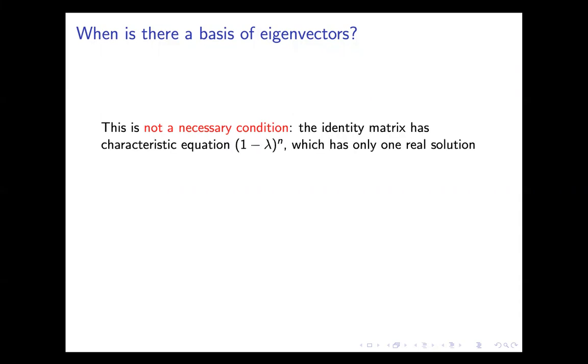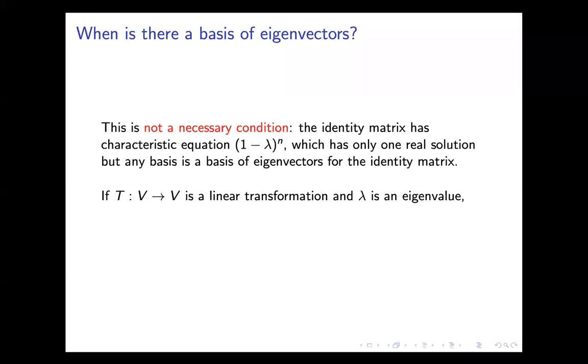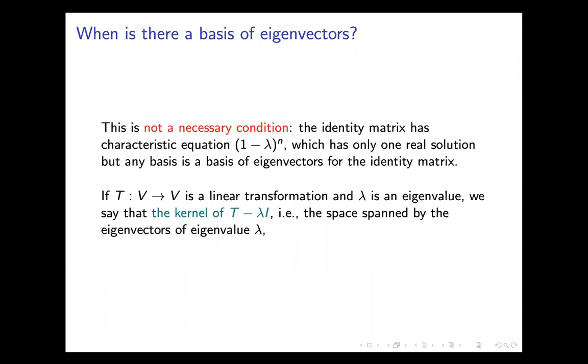So the identity matrix has a characteristic equation (1 minus lambda) to the n, which has only one real solution, lambda equals 1. But any basis is a basis of eigenvectors for the identity matrix, because it simply multiplies every vector by 1. So if T from V to V is a linear transformation and lambda is an eigenvalue, then we say that the kernel of the matrix T minus lambda times I, in other words, the space which is spanned by the eigenvectors with eigenvalue lambda, is the eigenspace of eigenvalue lambda, right? So it's the kernel, the null space of this matrix, T minus lambda I.